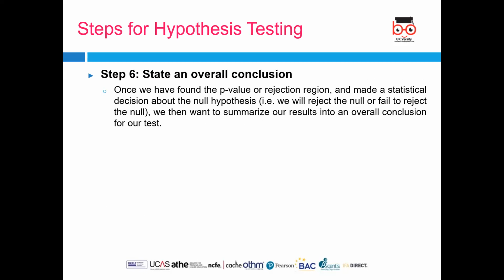Now the final step is to make an overall conclusion based on the statistical result. Once we have found the p-value or the rejection region and made a statistical decision about the null hypothesis, we will reject the null or fail to reject the null. It can be either of the two conditions. Then we summarize the results into an overall conclusion for the test. So that is the final step, and then you present the research findings based on your statistical test, where you have either rejected the null hypothesis or failed to reject the null hypothesis.